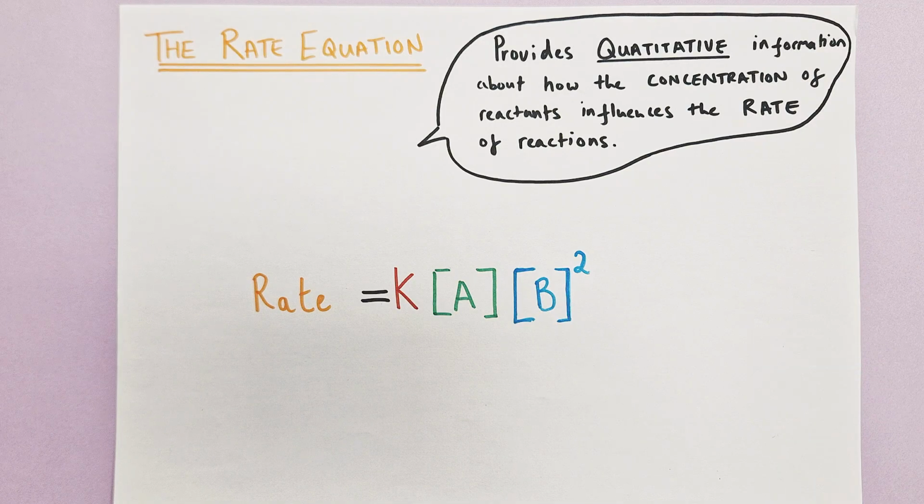So, the rate equation provides quantitative information about how the concentration of reactants influences the rate of reaction. What we're going to do now is break down the key components of this example rate equation to explain what each of the symbols means.